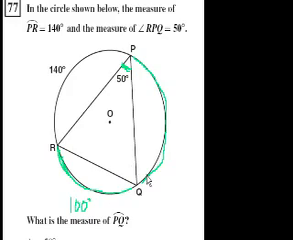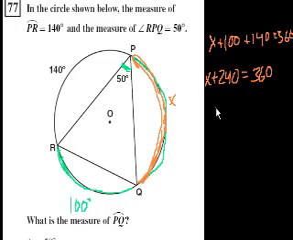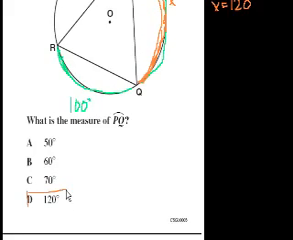So what we're trying to figure out, this arc measure right here, is whatever you have left over. A whole circle has 360 degrees. Let's call this x. So x plus 100 plus 140 goes all the way around the circle, right? That's going to be equal to 360 degrees. So you have x plus 240 is equal to 360 degrees. Subtract 240 from both sides. You get x is equal to 120 degrees. Choice D.